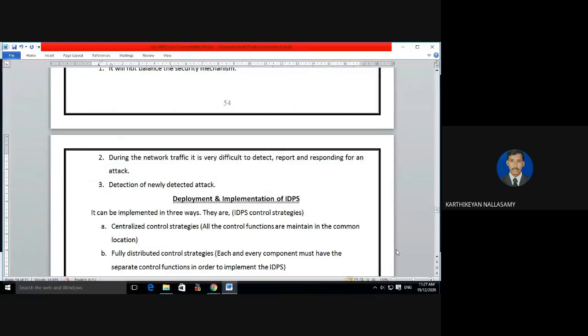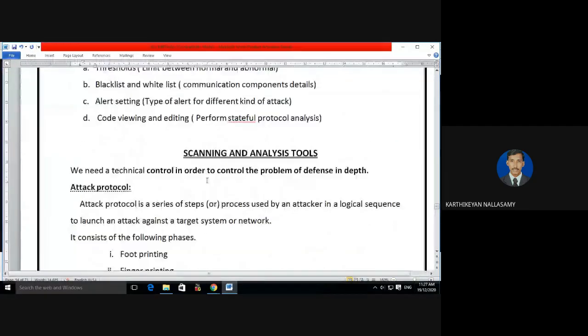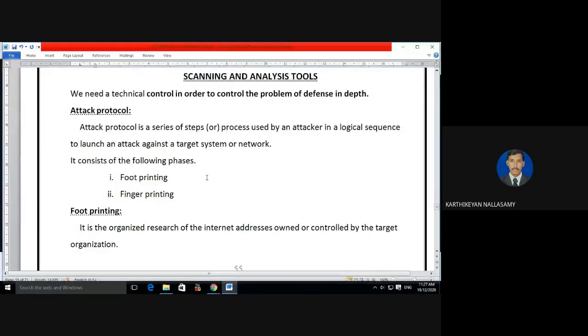That is called the scanning and analysis tools. Normally, scanning and analysis tools mean that we analyze the entire organization in depth and predict in order to control your attacks. There is a simple term we must know, called the attack protocol. An attack protocol is a series of steps or a process used by an attacker in a logical sequence to launch an attack against a service or system.